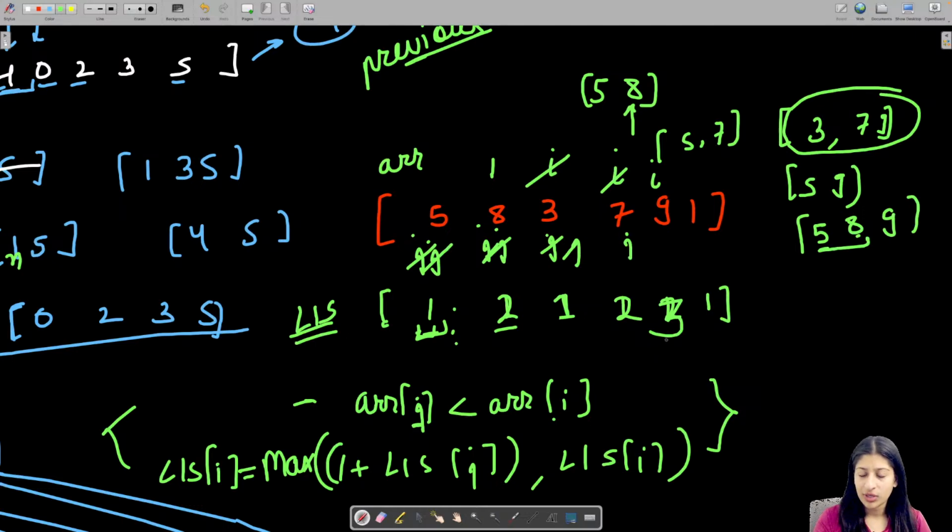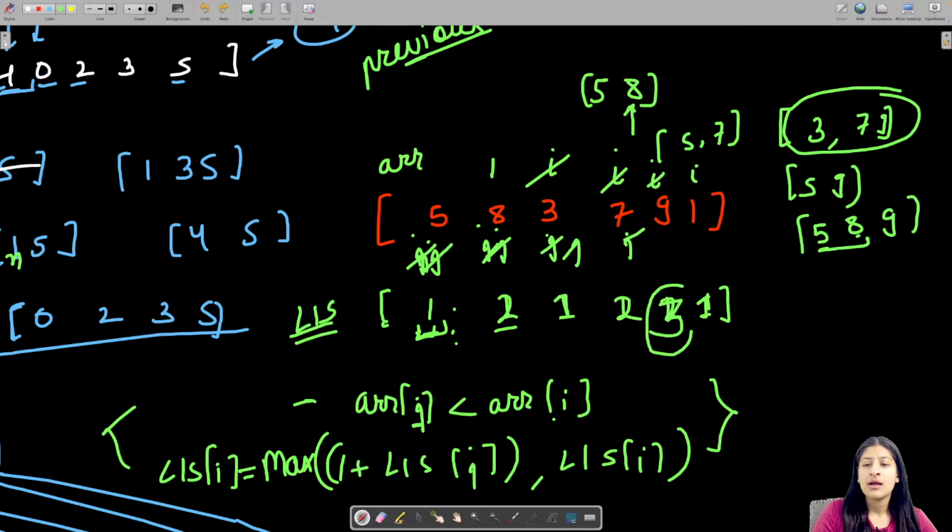3 and 3 are both equal, so there is no point of updating. Now you move your I to the next index. Start your iteration of J from 0 again. You will see that this will remain 1 only, because 1 is not greater than any of the values before it. So finally you check, and while you are filling up the values in LIS, you can keep track of the maximum answer that you have found so far.